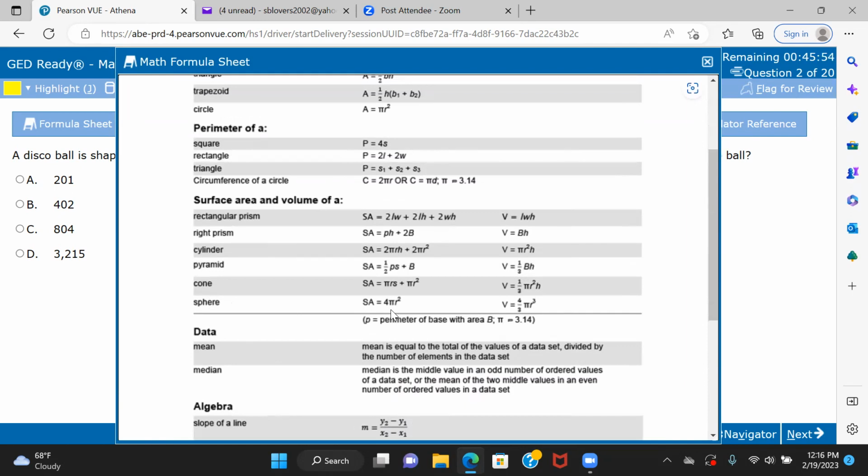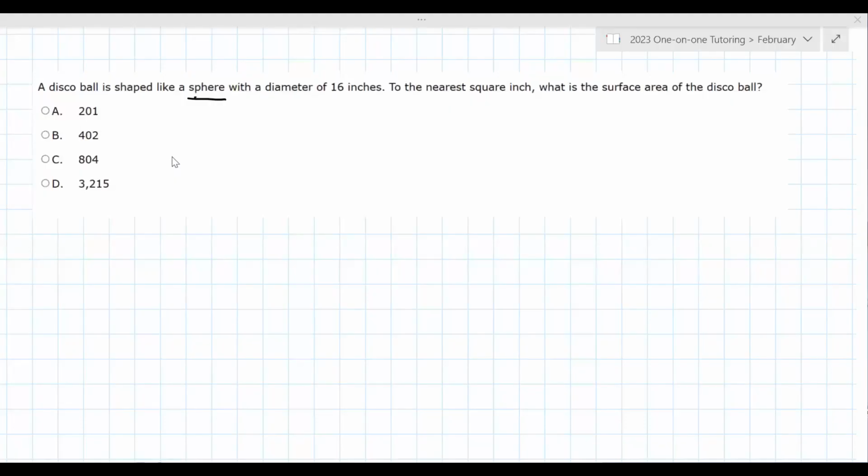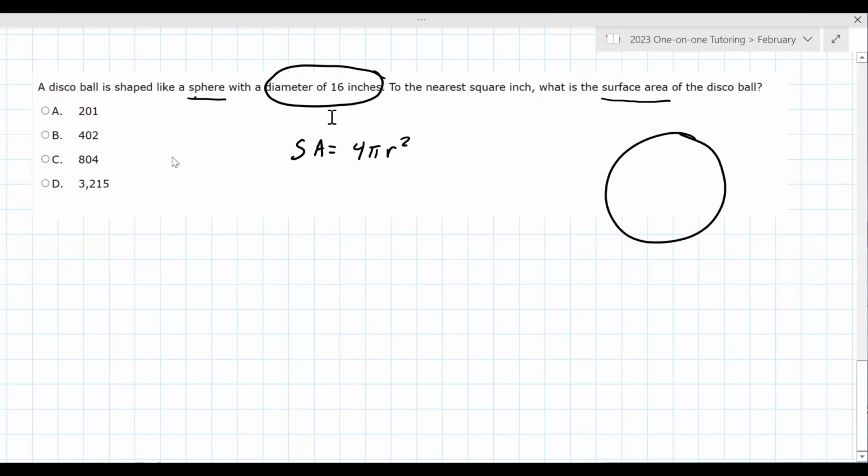Now I'll share my screen here to help you work through this one. You're going to have to know where to go to find the formulas. So let's let that load up. There it is. This one wants the surface area of the disco ball. Surface area is 4 pi r squared. Are they giving you the radius in this problem? They're giving you the diameter. The diameter is going all the way across.